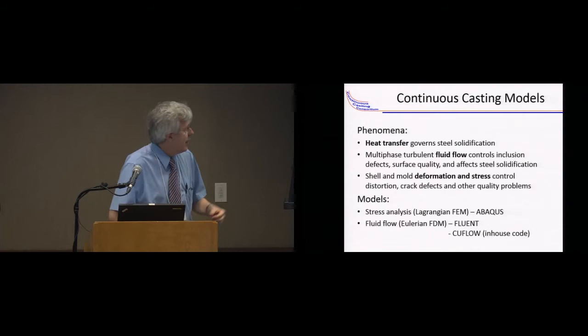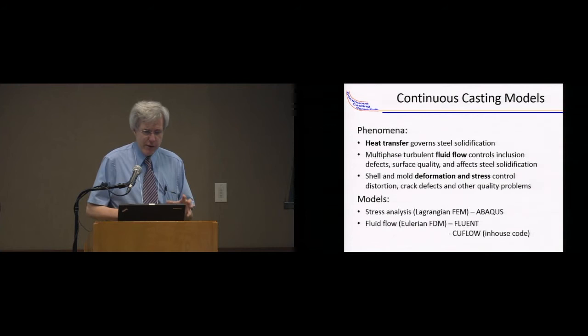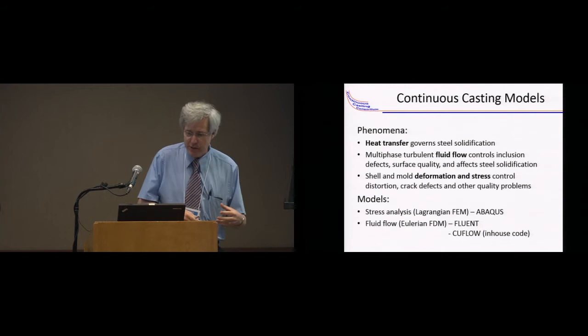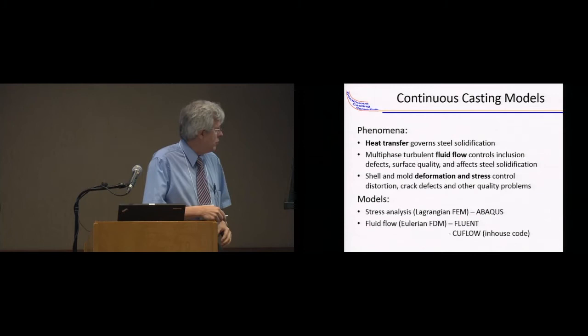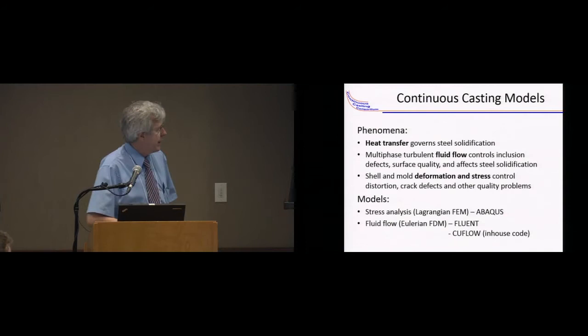So we've been focusing on three main tools for potential use on Blue Waters. First of all, Abaqus, which is a Lagrangian-based finite element method code that simulates what's happening in the steel shell as it's moving. We have two different fluid flow codes. Both of them, of course, are Eulerian-based, and the flow goes through the domain, finite difference method: the commercial code Fluent, and our in-house code CUFlow.